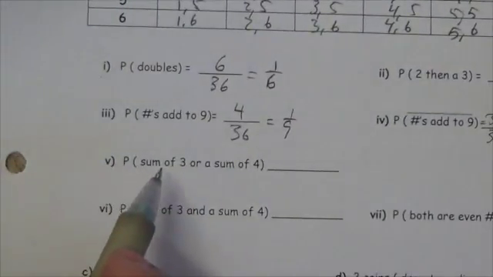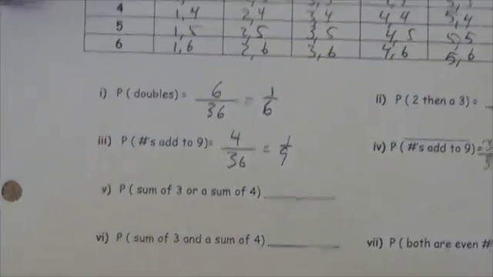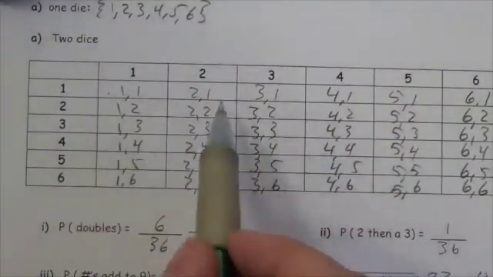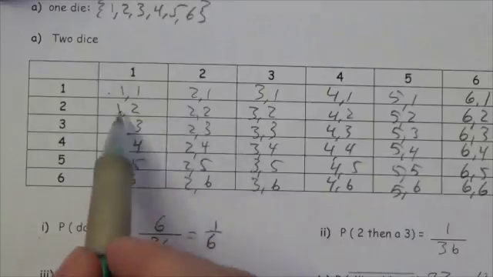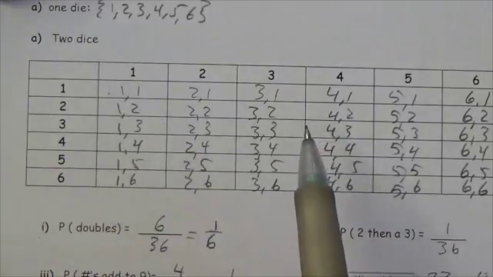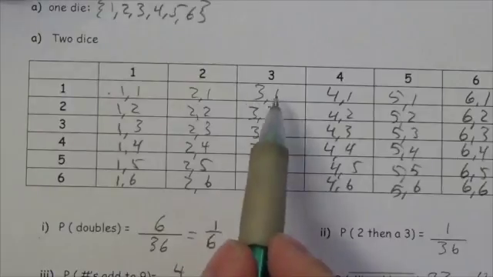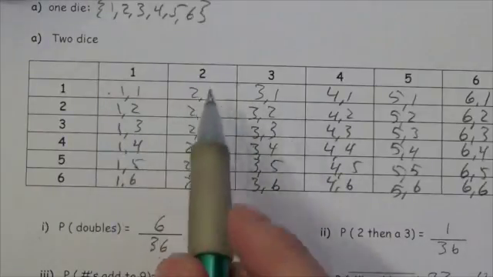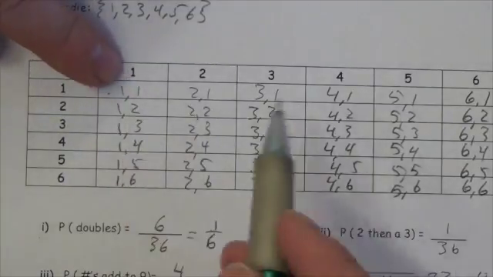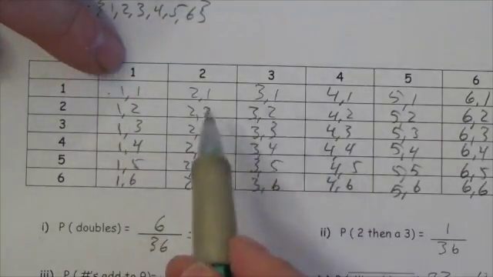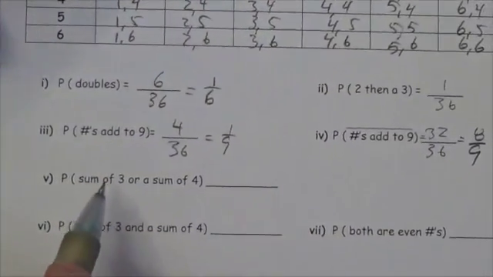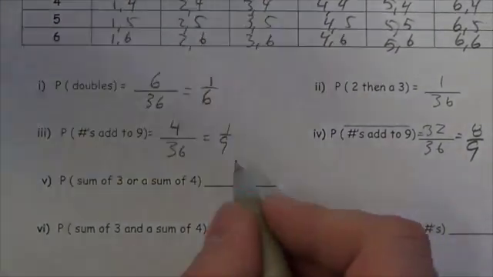The probability of a sum of 3 or a sum of 4. Well, to get a sum of 3 would be 2 and 1 or 1 and 2. So there's 2 results there. Or a sum of 4. Well, 4 would be 3 and 1, 2 and 2, 1 and 3. So there's 3 there. I'm going to add these up here, 1, 2, 3, 4, 5. So there's a total of 5 different ways to get a sum of 3 or 4.